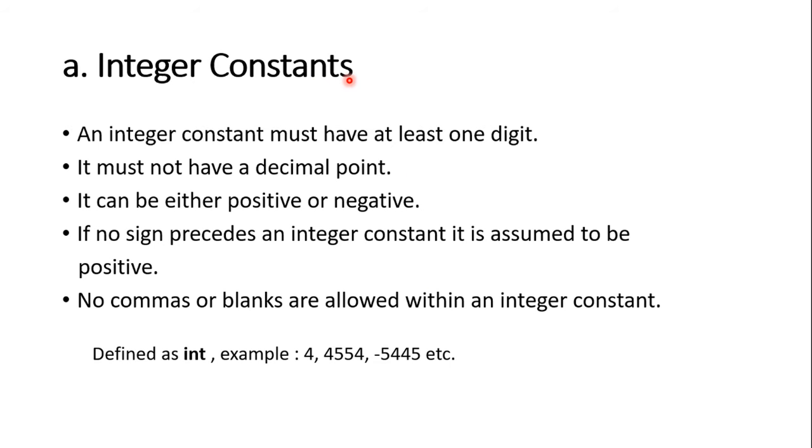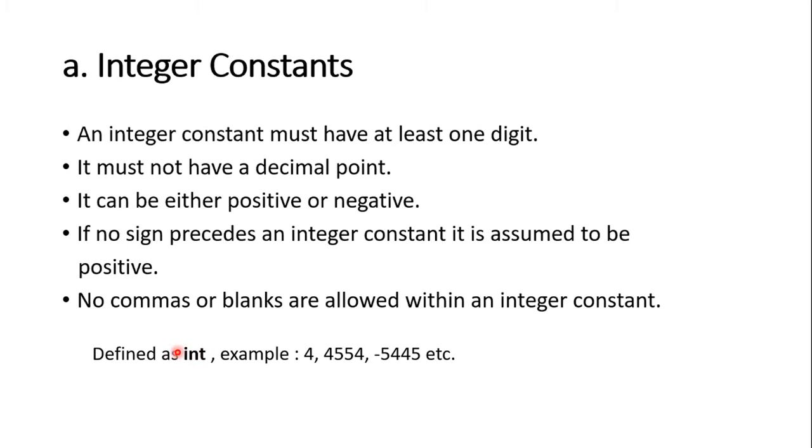Integer constants. It is a part of primary constant. An integer constant must have at least one digit. It must not have a decimal point. It can be either positive or negative. If no sign precedes an integer constant, it is assumed to be positive. No commas or blanks are allowed within an integer constant. It is defined as int.